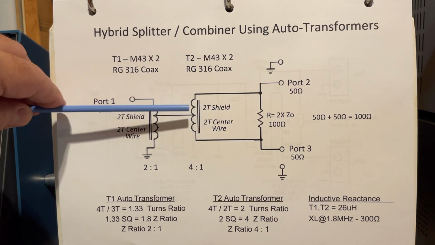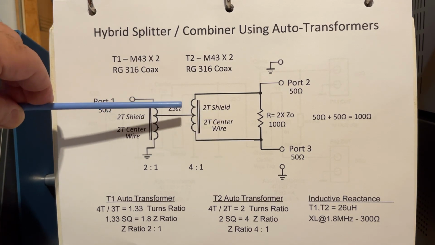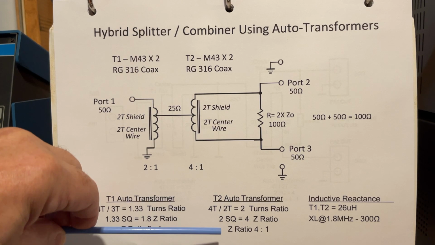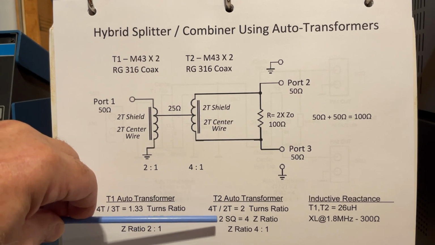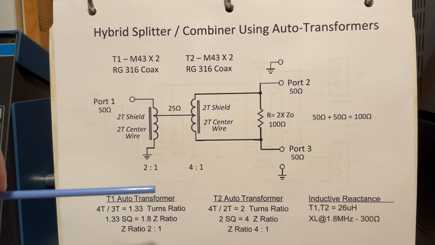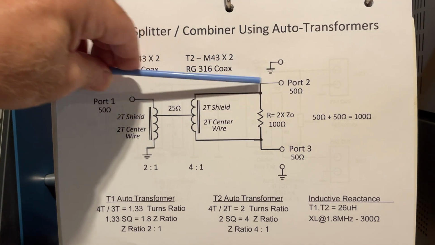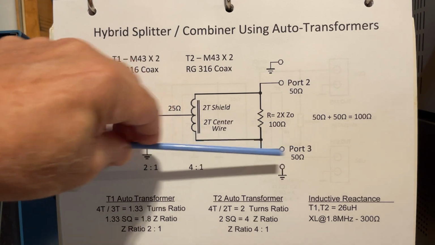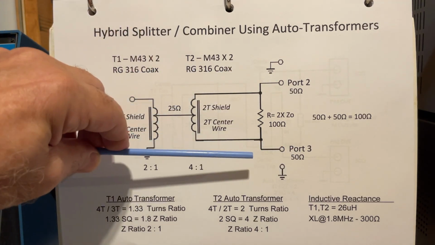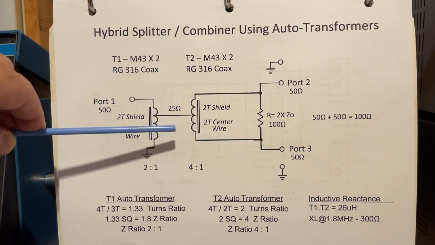And we know the turns ratio squared is equal to the impedance ratio. So the impedance ratio is square root of 2 squared, which is 4. Okay, so what are we doing? We're transforming the 100 ohms, which is in series with this transformer, to 25 ohms.